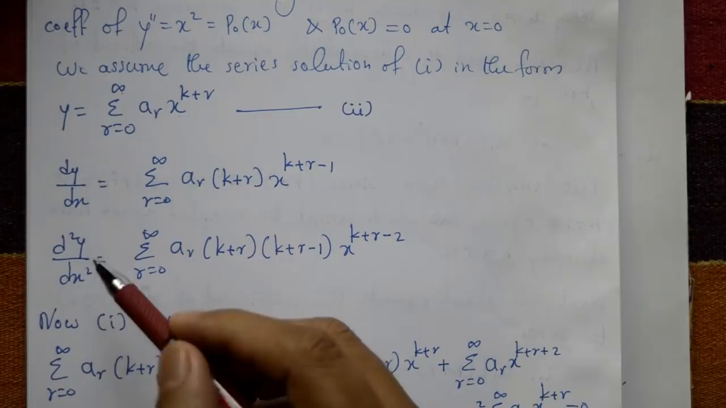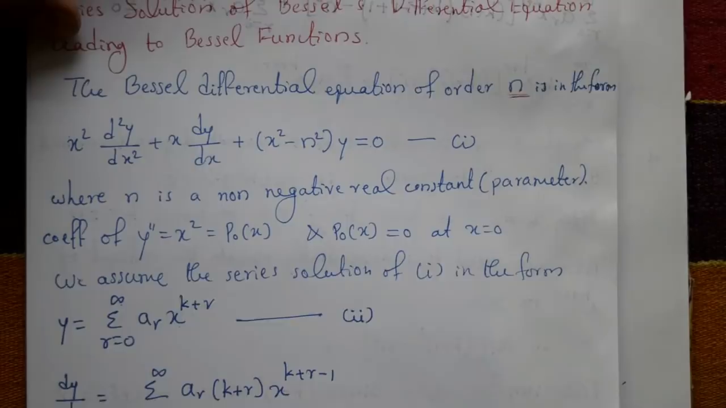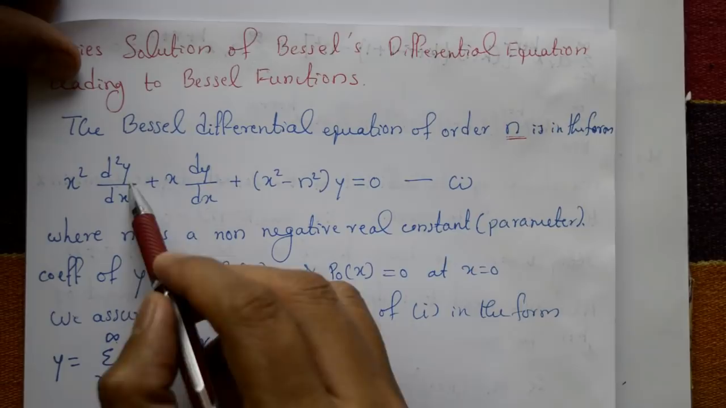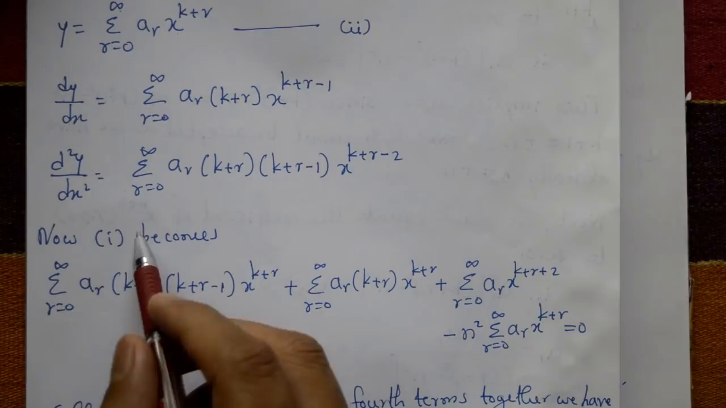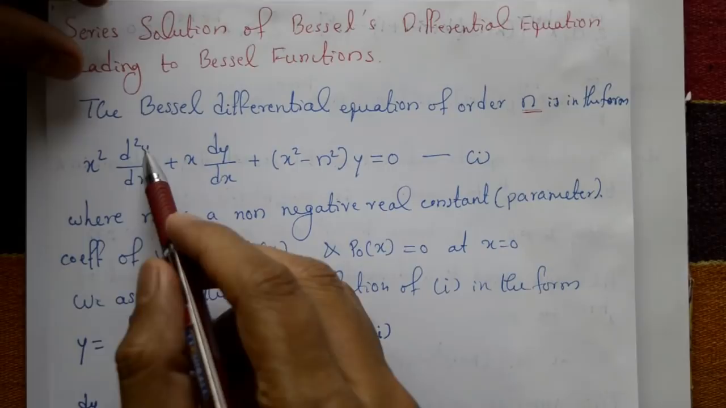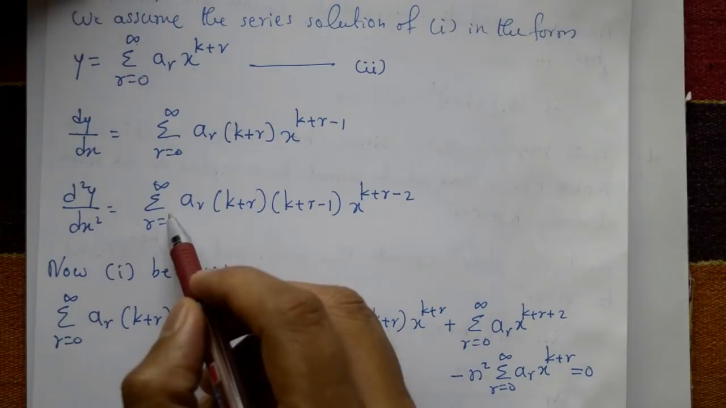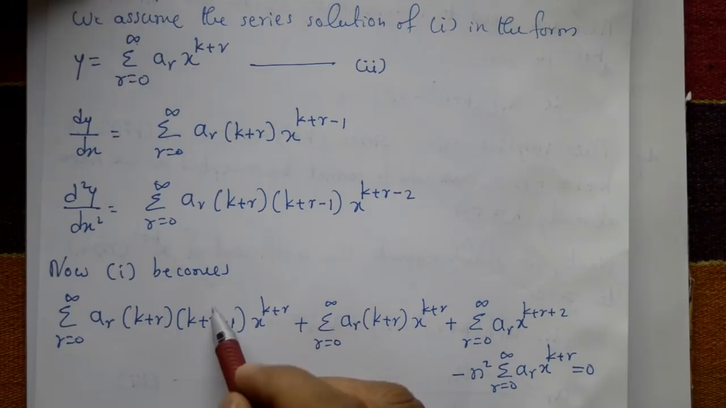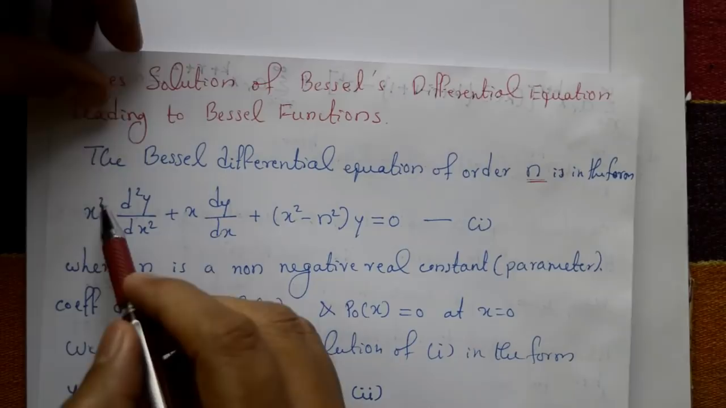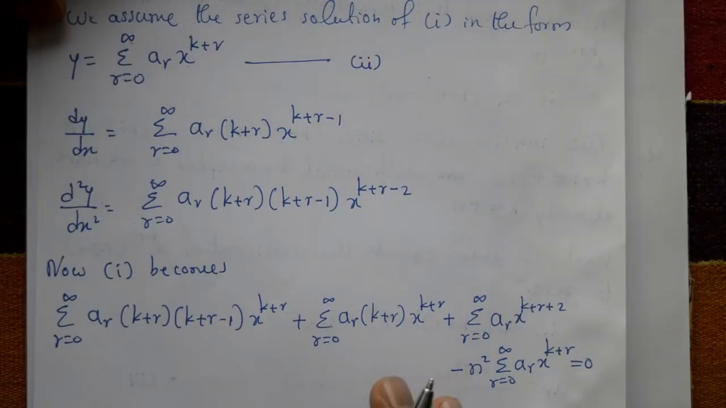Now using equation number 1, substitute y, dy/dx and d²y/dx². Equation number 1 becomes the summation r is 0 to infinity a_r (k+r)(k+r−1) x^(k+r−2), and multiplied by x² the exponent minus 2 plus 2 gets cancelled, leaving only x^(k+r).